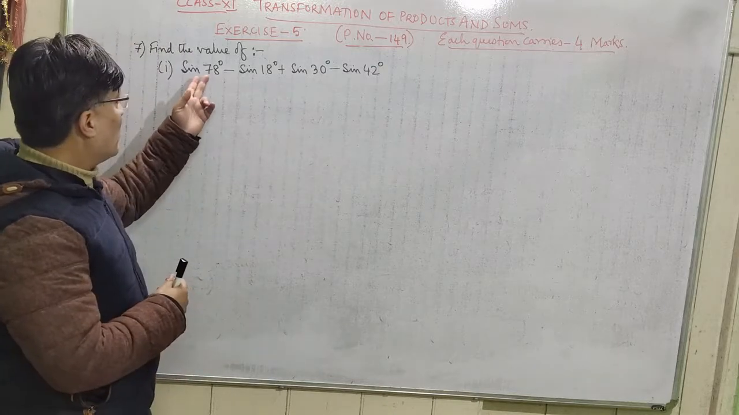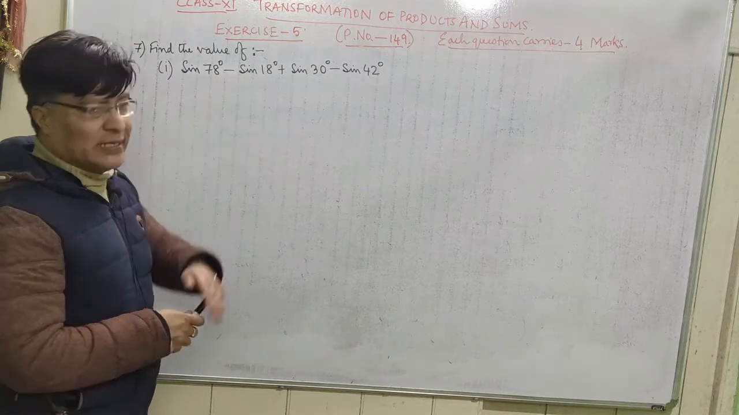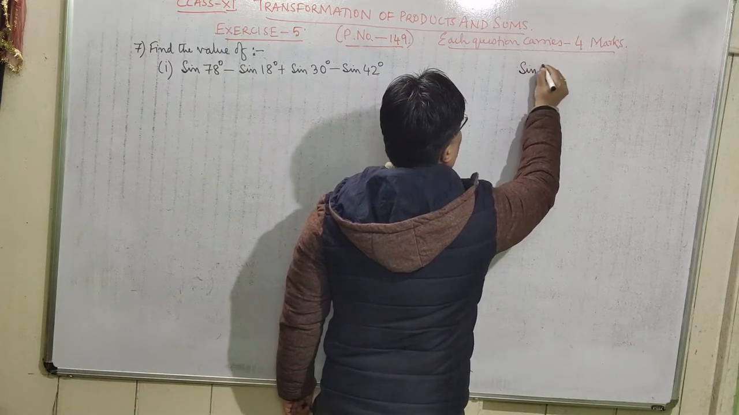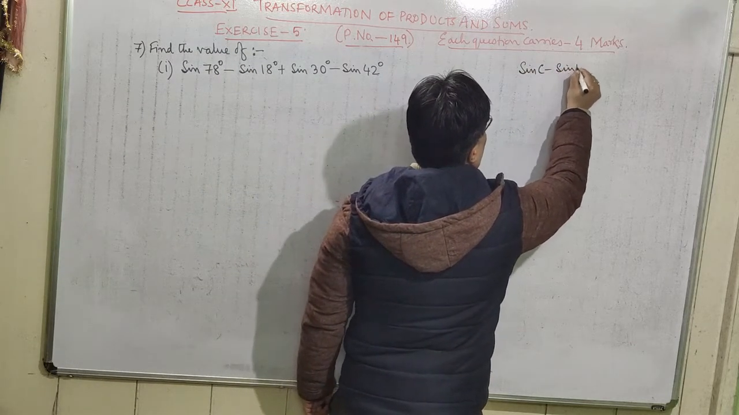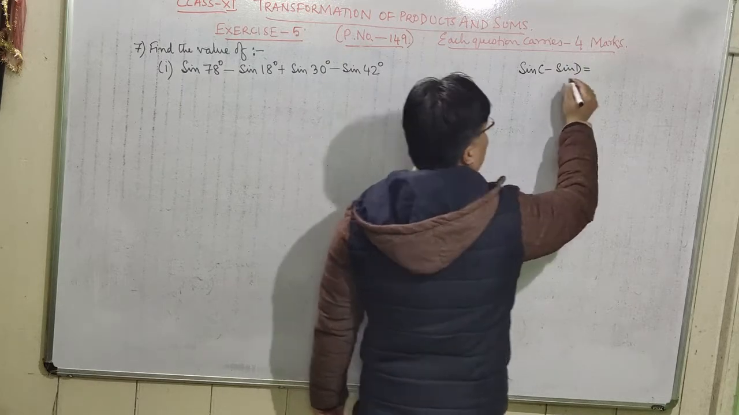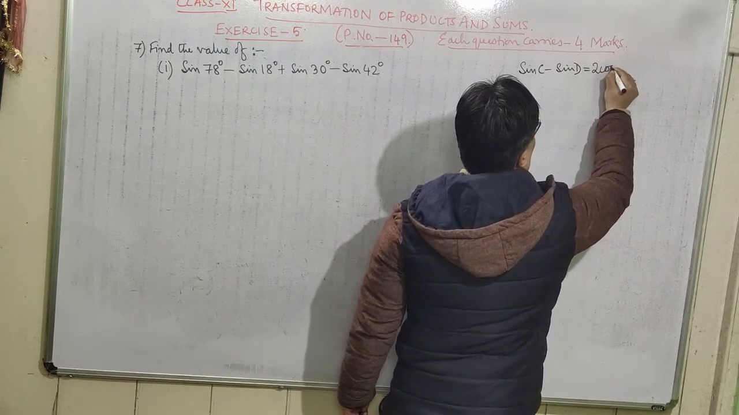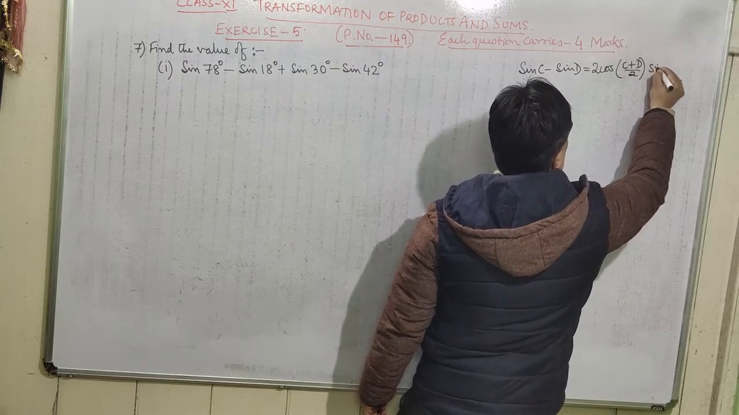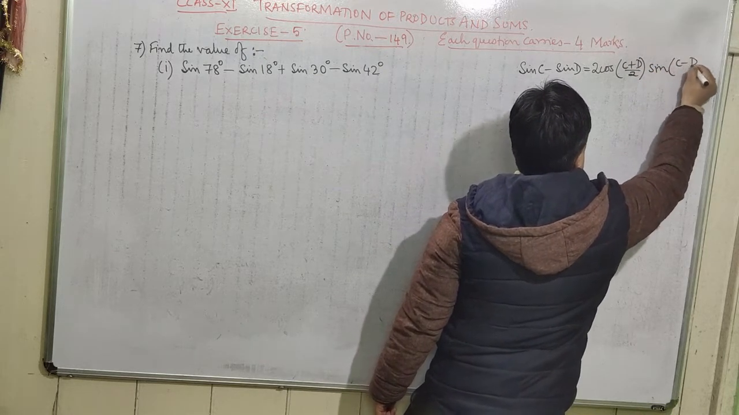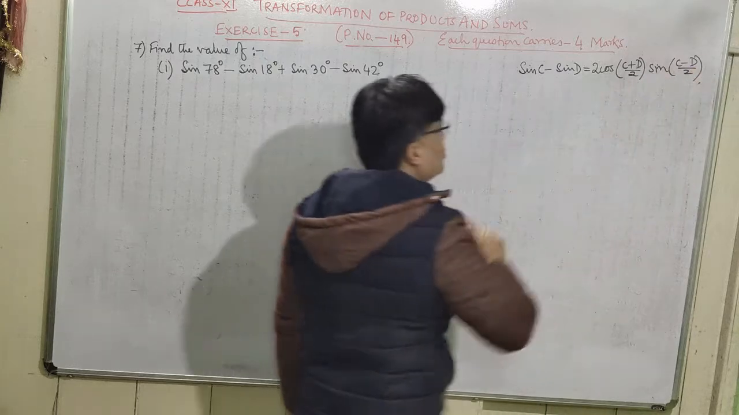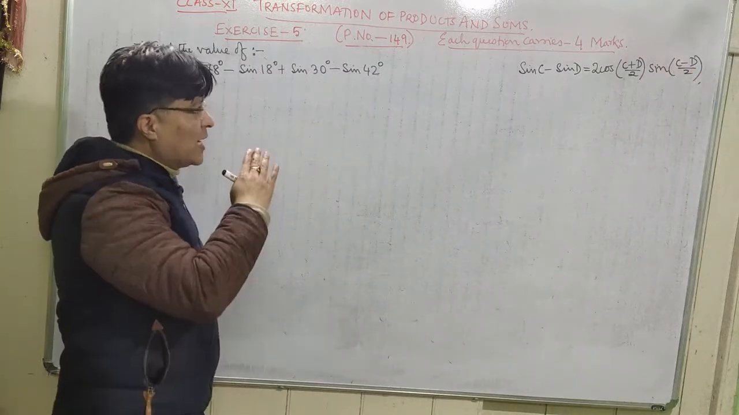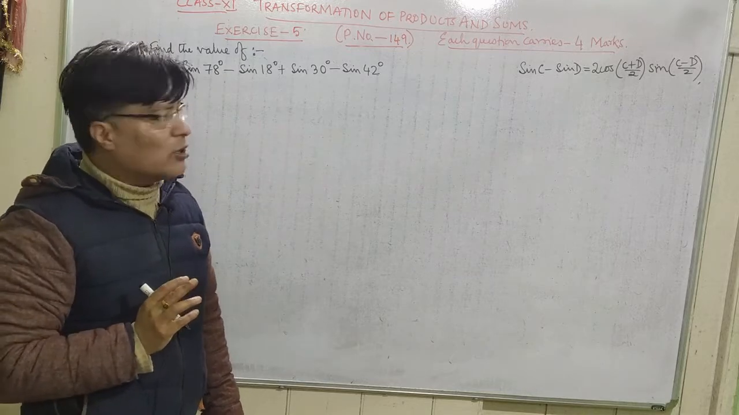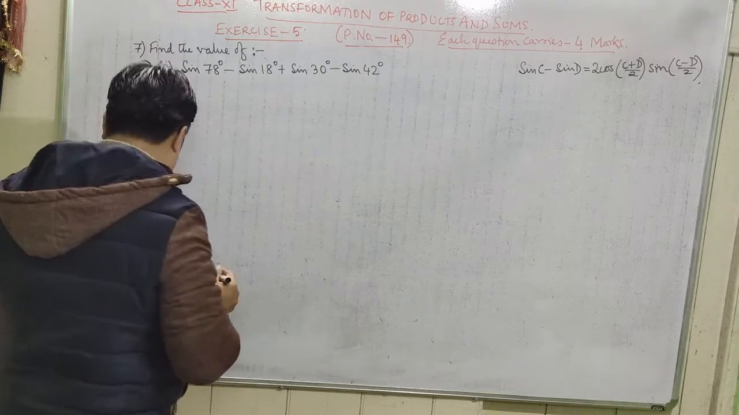So we can use the formula here, sine C minus sine D. What is the formula for sine C minus sine D? The greater angle is taken as C and the small angle is taken as D. What is the formula for sine C minus sine D? 2 cos of C plus D by 2 into sine of C minus D by 2. So you should know this formula. Sine C minus sine D, if there is minus sign, you should write down cos first. 2 cos C plus D by 2, sine C minus D by 2, right?